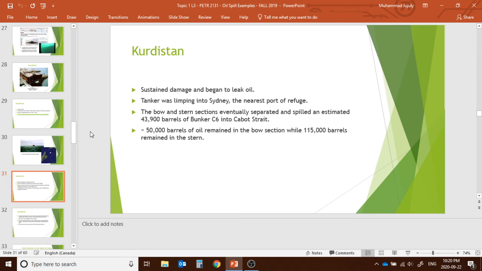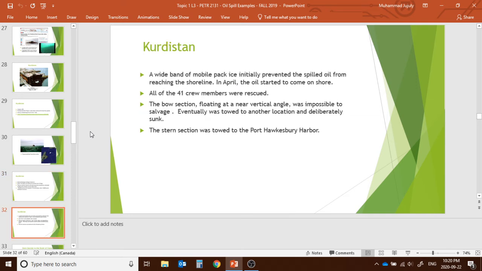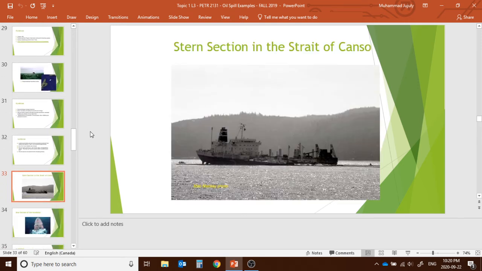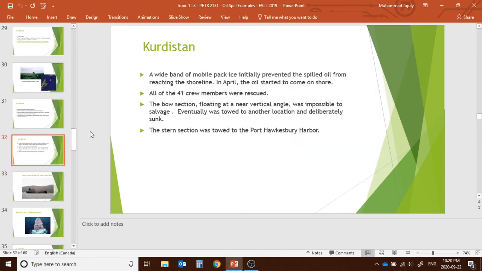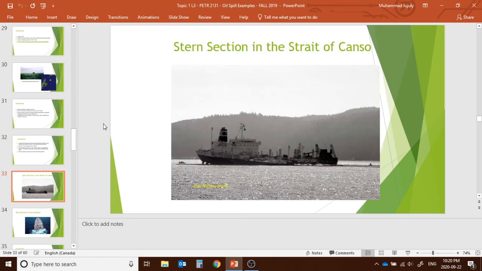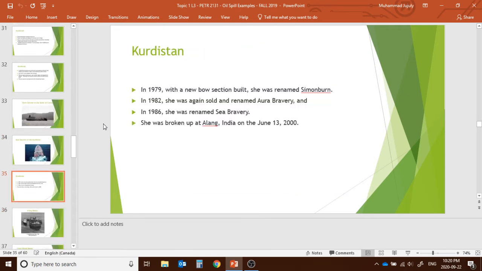So it had 50,000 barrels of oil remaining at the bow section, and 115,000 barrels remaining at the stern. The stern was towed near the Port Hawkesbury Harbour, and all of the crew members were rescued, which is very important. Strait of Canso, we had another. So this is about the Kurdistan again.